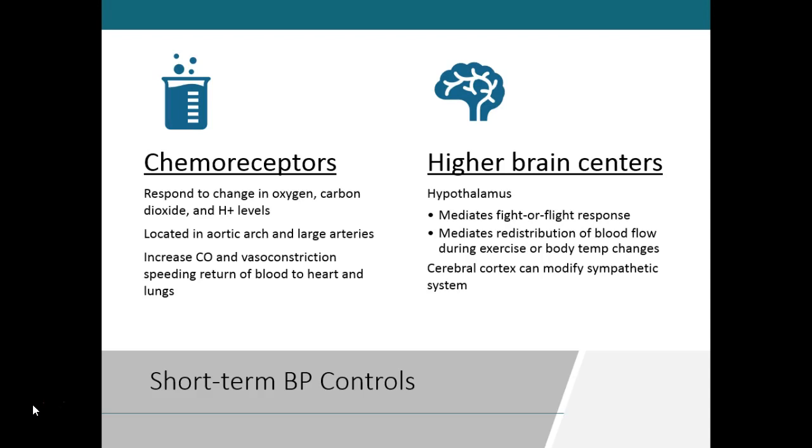So there are other areas of the brain, higher brain areas, that can also affect the cardiovascular center and, of course, then cause vasodilation or vasoconstriction or an increase in cardiac stimulation and cardiac output because of your emotions, because of rises in temperature.